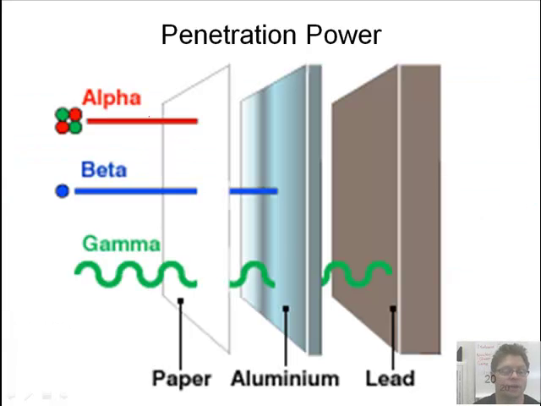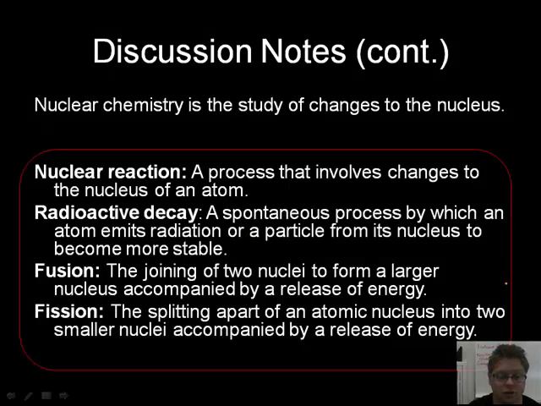Penetration power, alpha particles here. Alpha particles travel and they get blocked by a piece of paper. Beta, aluminum or aluminum foil. And gamma particles can pass all the way through and into lead, and the lead has to be incredibly thick to block the gamma radiation, or a large piece of concrete.